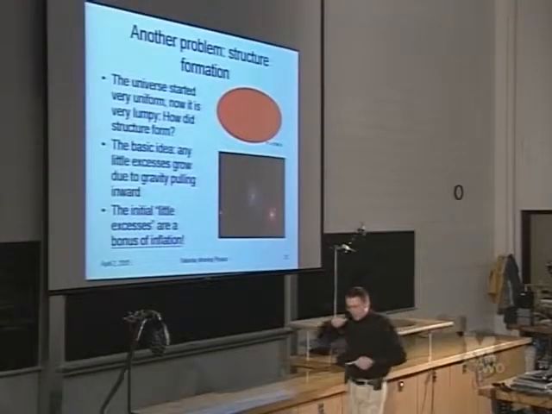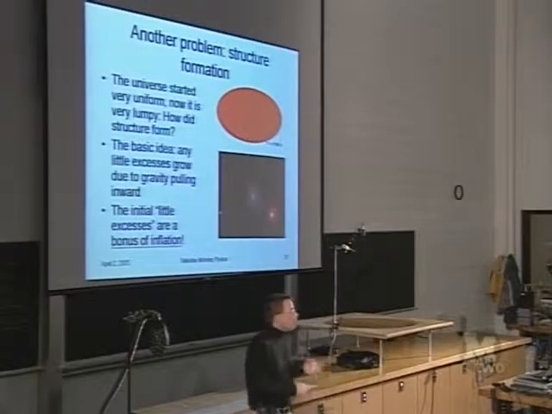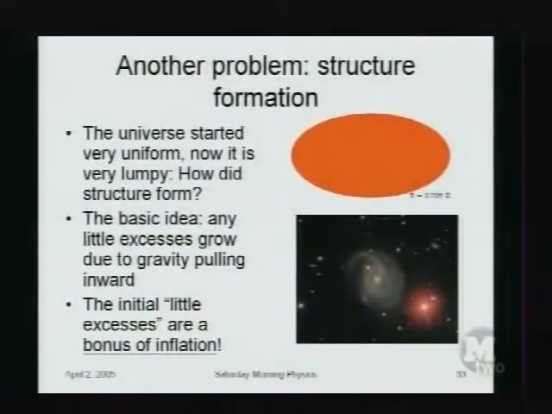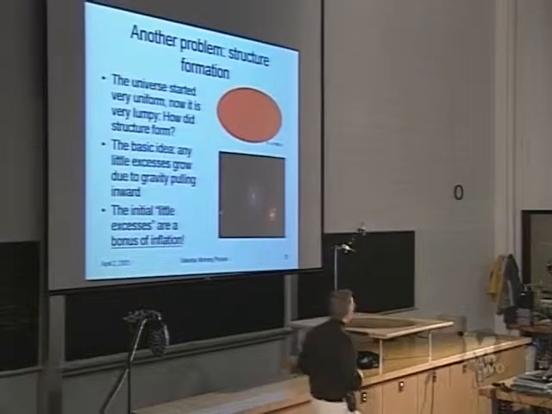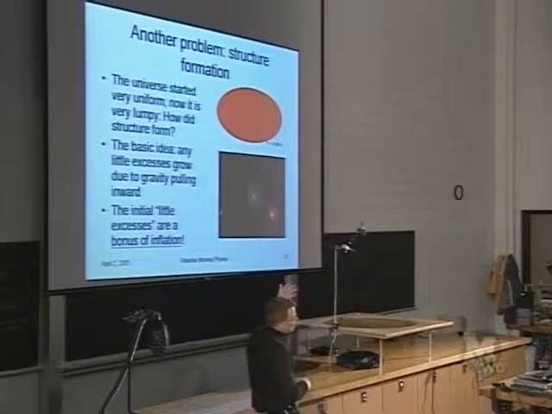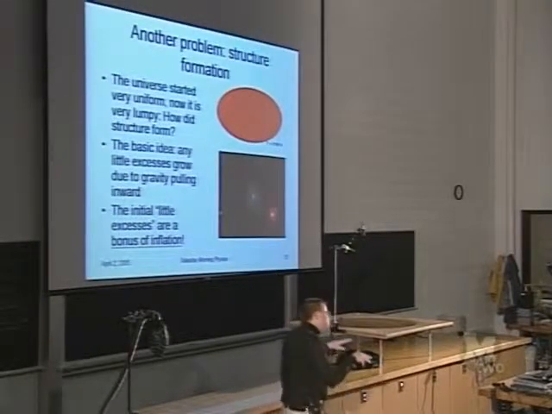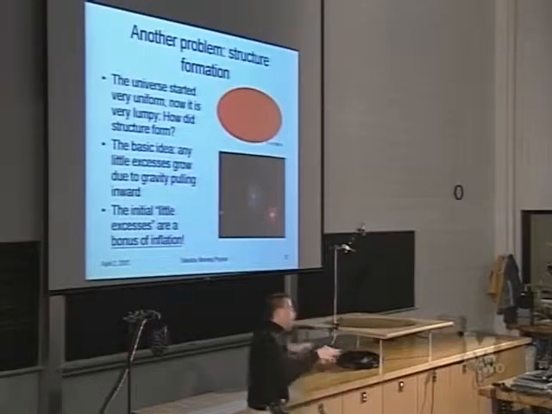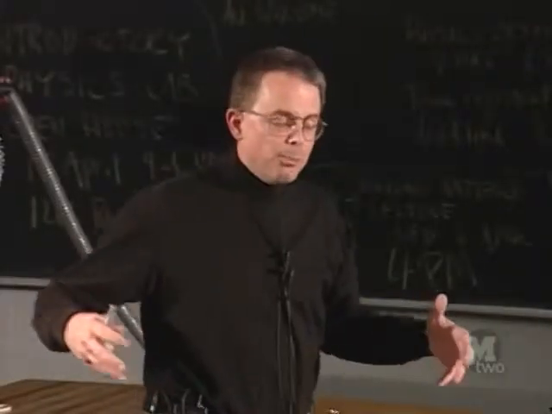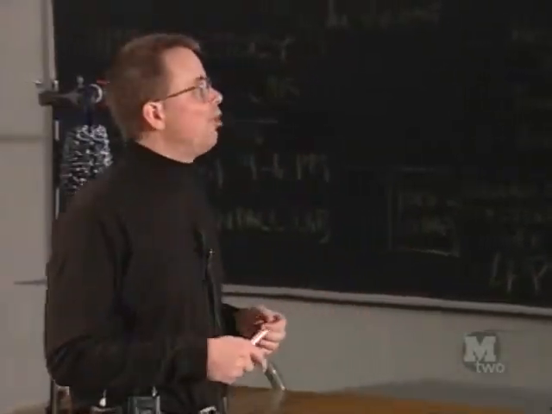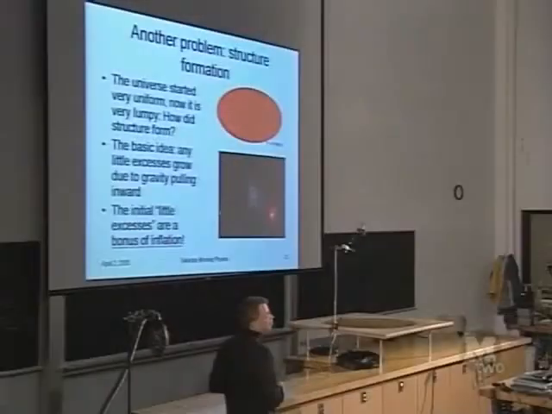Okay, so there's a theory, this idea called inflation, and we'll talk about the tests of it in just a few minutes. There's another problem, though, this structure formation problem. Remember, the universe started out very, very uniform, looking like this, all the same everywhere. And now it's very, very lumpy, looking like this. So we have a basic idea for how we think this might have happened: if there were small excesses in the beginning, a little bit more here, a little bit less there, those little excesses could grow due to gravity. Gravity pulls everything into those excesses, makes them bigger and bigger and bigger, amplifies the small fluctuations to produce the structure that we see today.